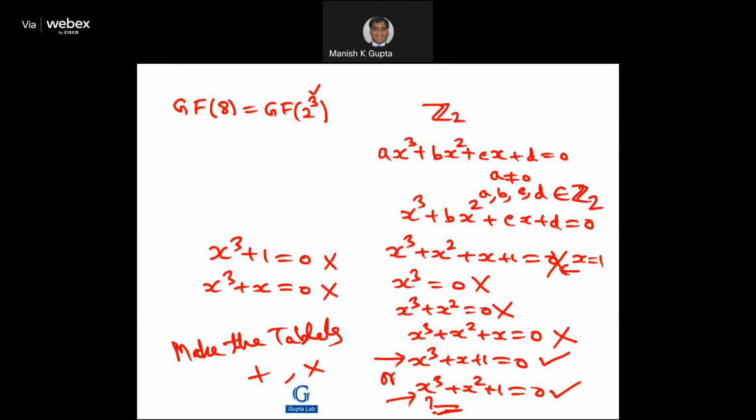But then we arrive at 2 equations which are irreducible, which have no root in the ground field. One is x cube plus x plus 1 is equal to 0, and another one is x cube plus x square plus 1 is equal to 0. So if you plug in x equal to 0 and 1, in both of the cases, we have no solution. Now what? We wanted to have 1 equation so that we can build the field, but now there are 2 equations. What to do? Any idea? Yeah, who said anyone? That is the correct answer, but why?